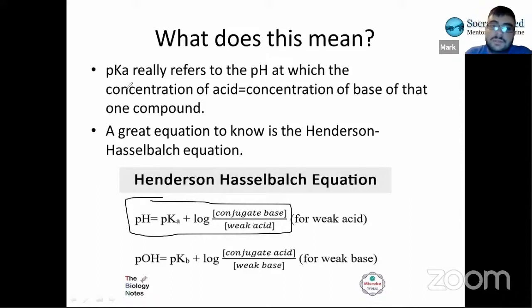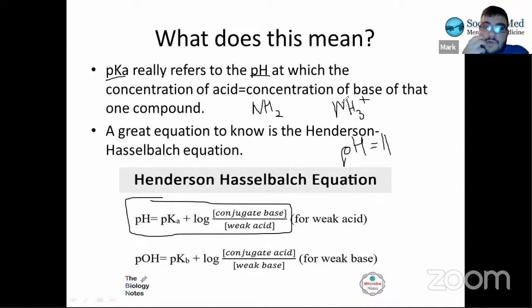So what I mentioned was pKa is the pH at which the concentration of the acid and the conjugate base are equal. So for example, I mentioned that for NH2 and NH3, the pKa is 11. So at pH 11, in a solution of just these molecules, half of the molecules will be in this form, and exactly half of the molecules will be in this form.